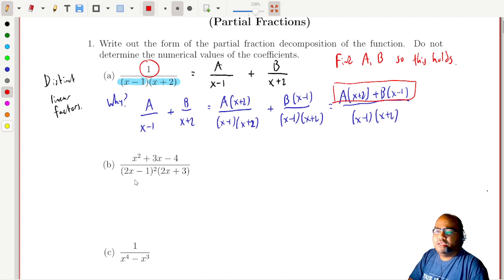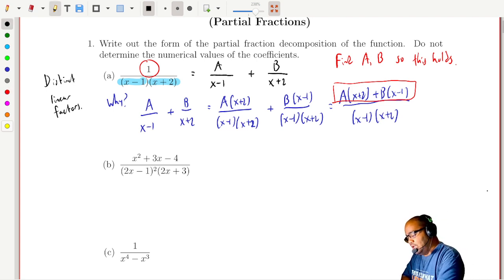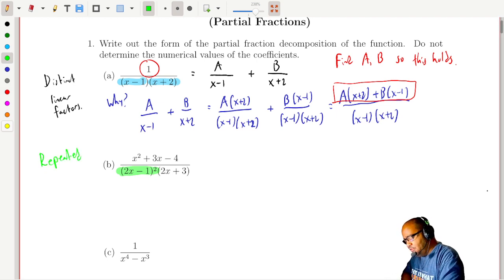Now, if we look at part B here, we see that I have one linear factor here, 2x plus 3, but this other one, 2x minus 1, has a power of 2. So I'll go ahead and highlight this one in this bright green here, and in the same color I'll write down that we have a repeated linear factor. The factor in green is an example of a repeated linear factor.